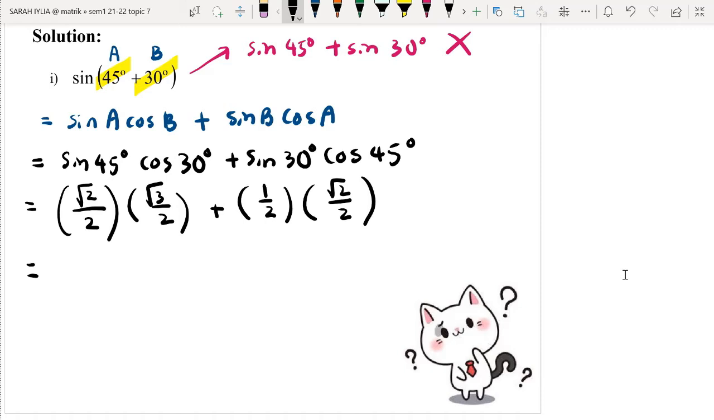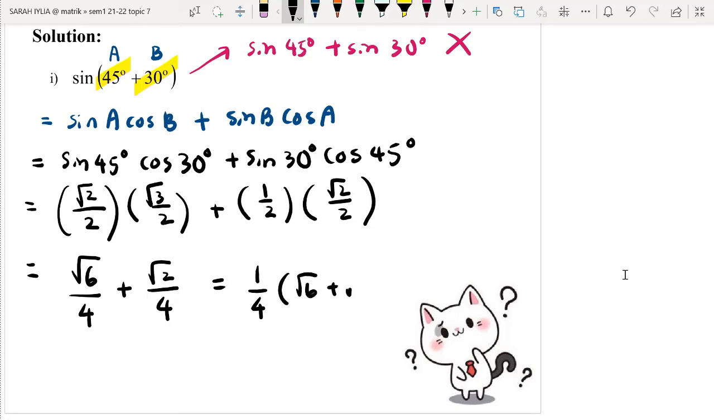So kat situ, kita akan dapat sec 2 times sec 3 would be sec 6 over 4 plus with sec 2 over 4. Tak ada apa-apa, dah boleh simplify kat situ. Kalau nak tukar sec 6 ni, tak ada apa jadi sec 2 times sec 3, tak boleh simplify. So boleh je lah kalau kau nak factorize outside. So we have quarter times with sec 6 plus sec 2. Dah, itu sahaja jawapan dia.